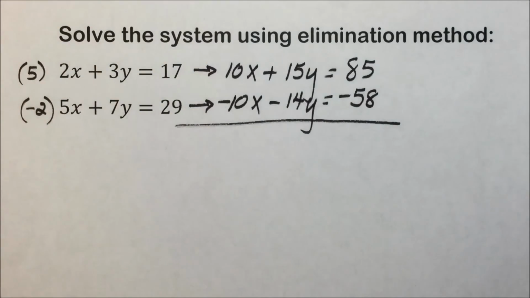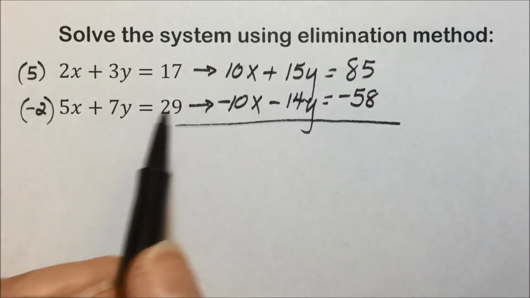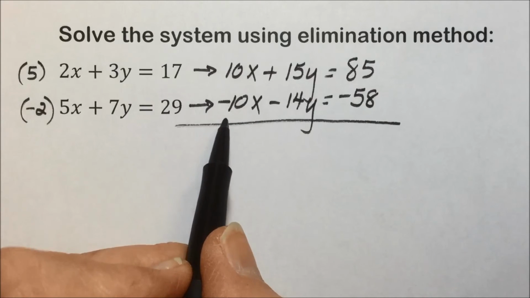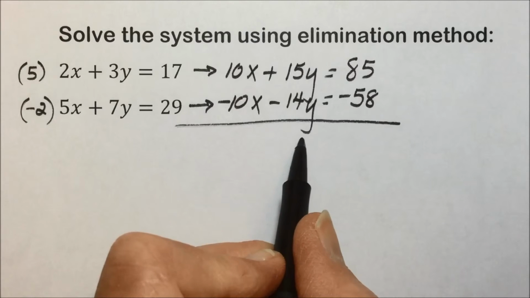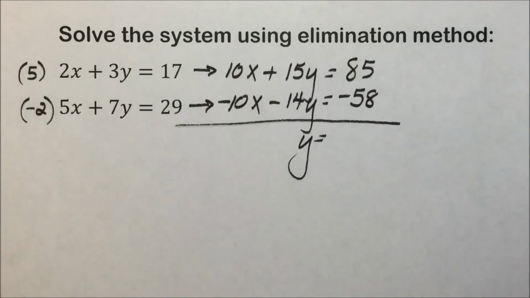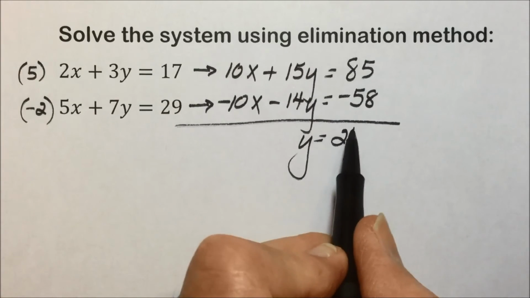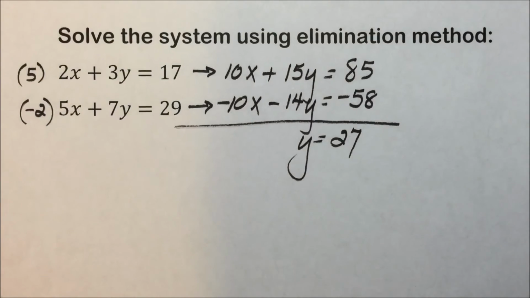Now add the two equations together. By design, the x's cancel out. 15y plus a -14y leaves a positive y, and 85 plus a -58 leaves a 27. What we have are intersecting lines for this set of linear equations as well. We have our y coordinate.